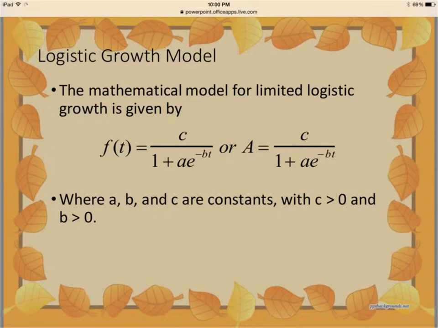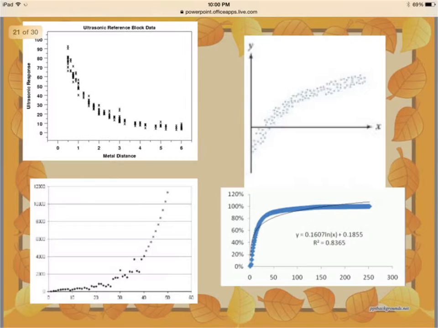We can use f of t or a, it doesn't really matter. So a, b, and c are constants. C needs to be greater than 0 and B needs to be greater than 0. Let's take a look at some of those. On this slide we have examples of exponential decay, exponential growth, and we have some logarithms here also.